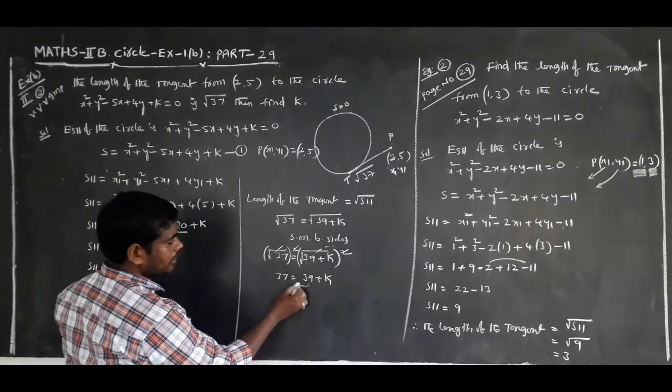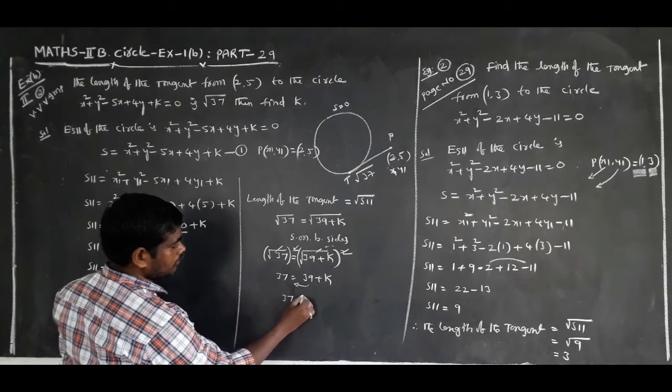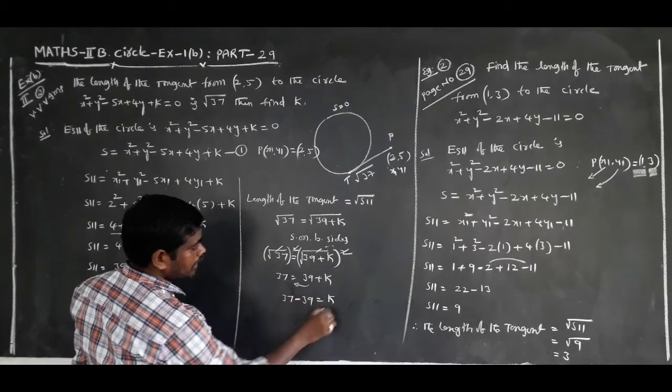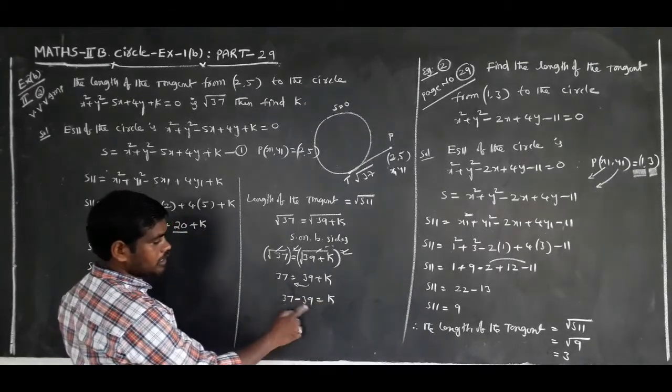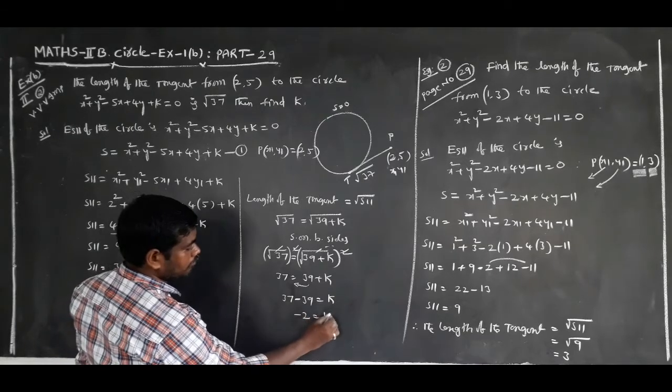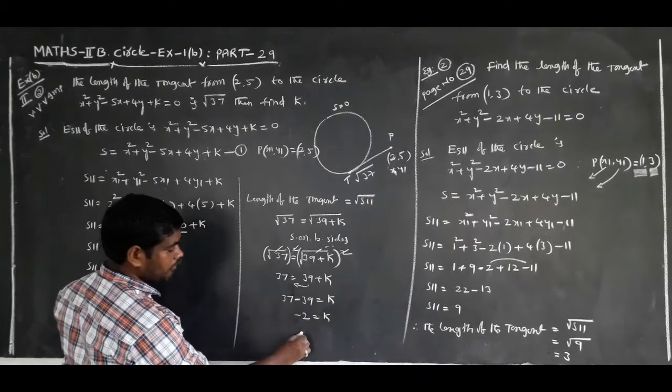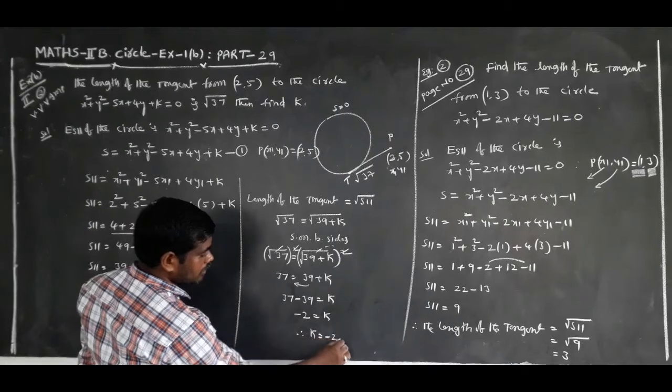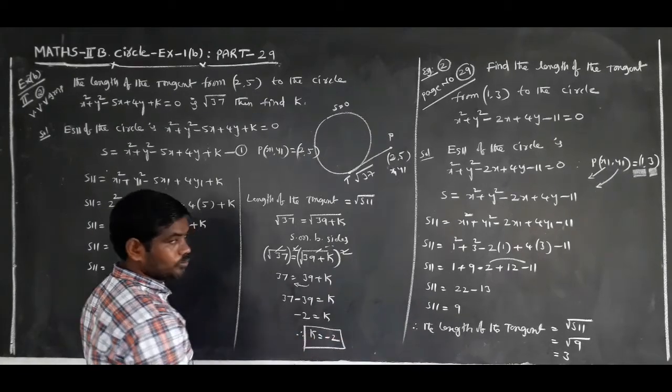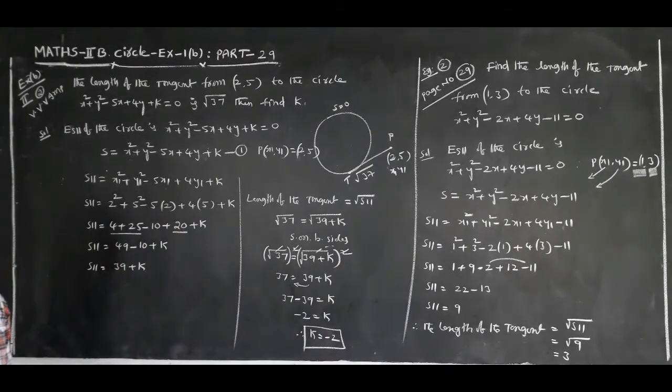Taking 39 to the left side, 37 minus 39 is equal to k. 37 minus 39 is minus 2, equal to k. Therefore, k is equal to minus 2.